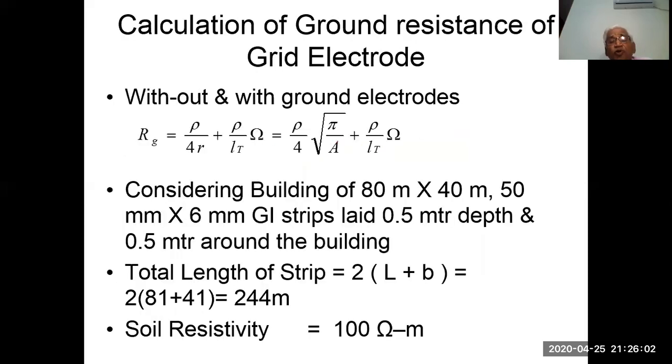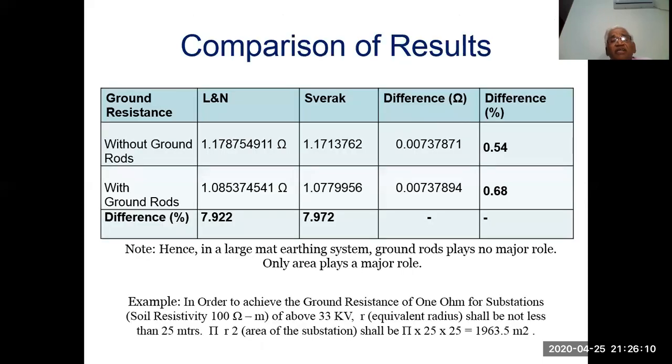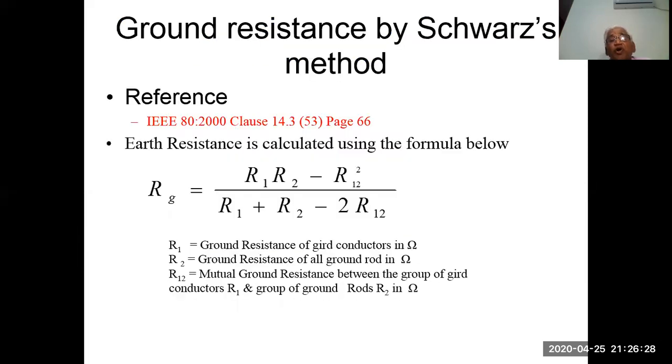So this also you can try and make calculations on your own. You will get the answer whatever is given in this. No problem for that. Now, comparing the results here by different authors, you can see that the difference is very, very low: 0.54, 0.68. It means both the formulas are correct. Both the formulas will work whether you use the IS or the BS or IEEE. Choice is yours.